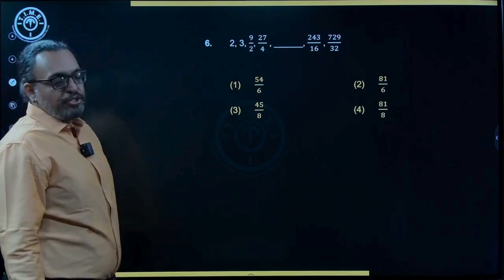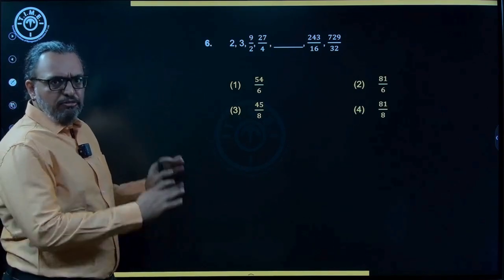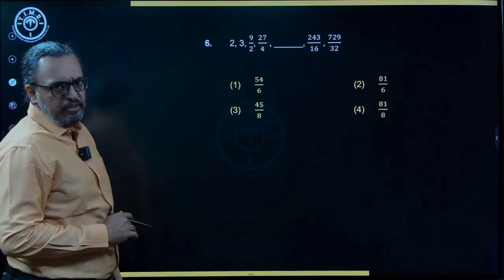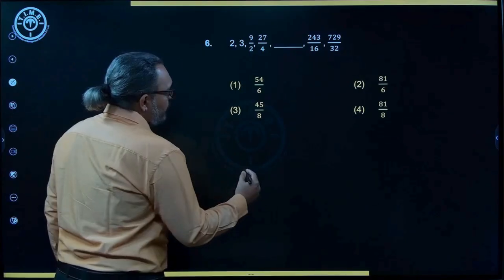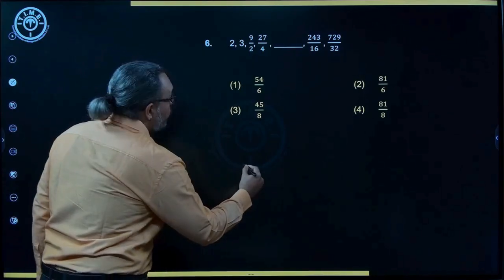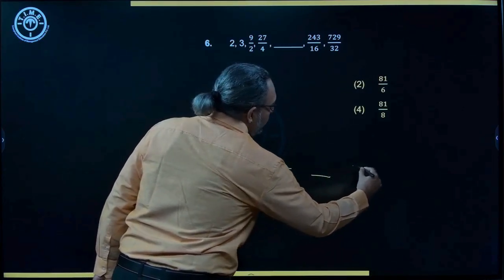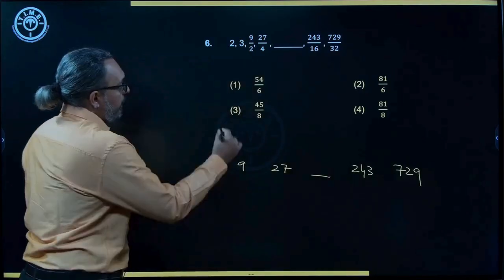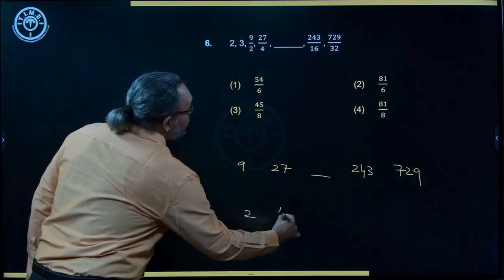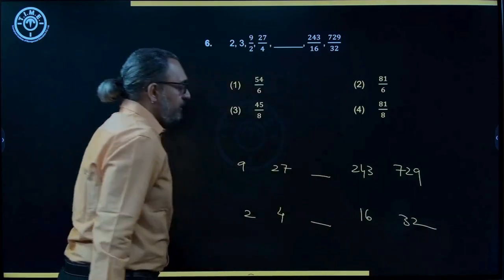Now we have some fractions given. But before that, two numbers are given. We'll come to those two numbers a bit later. But when you observe the fractions, look at the numerator and denominator. So you have a 9, you have a 27, then you have a blank, then 243, 729, correct? And you have in the denominator 2, 4, blank, 16, 32, correct?